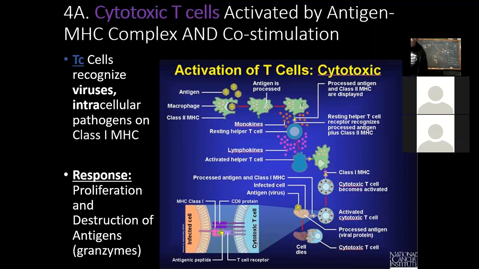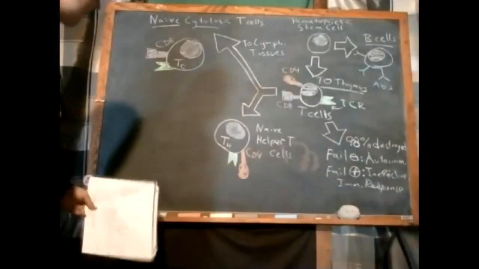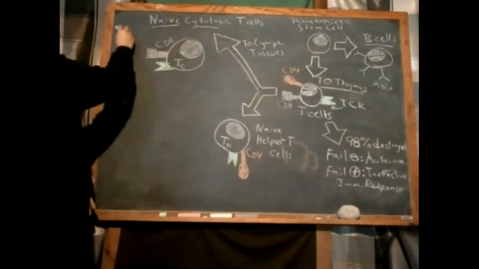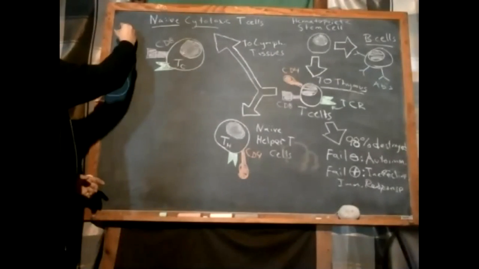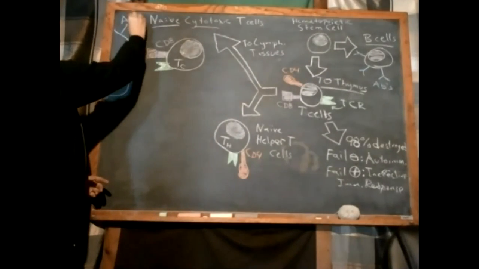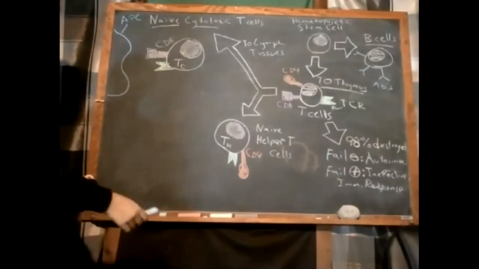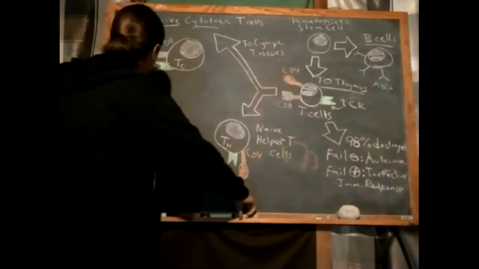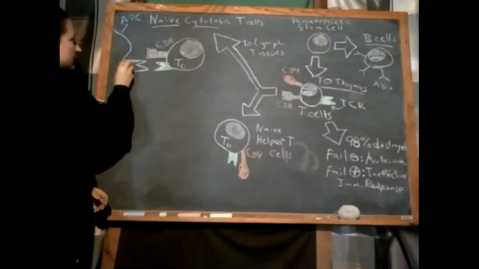All right, so let me one more time stop sharing and add to our image up here. Okay. The APC has just come in from our paper cut or whatever, our lungs, wherever we are, and it is going to present in MHC class 1.